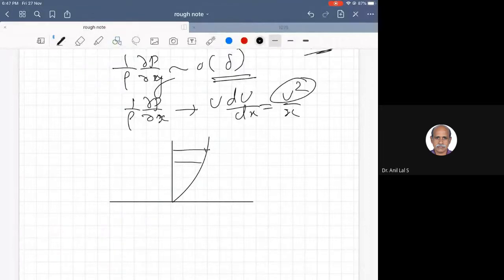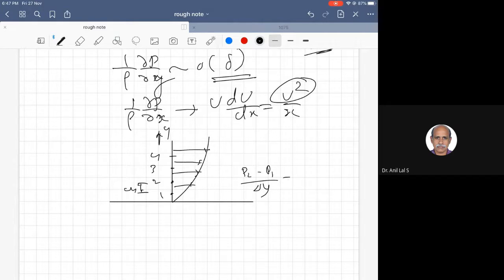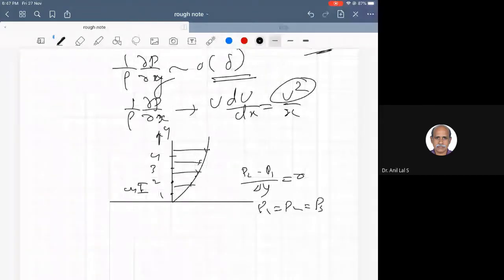This is the edge of the boundary layer. This is the y direction. If you are considering point 1, point 2, point 3, point 4, P2 minus P1 by delta y, if this delta y is taken, that is equal to 0. That means that P1 is equal to P2. Similarly, P3 is equal to P4. That is, pressure across the boundary layer remains the same.